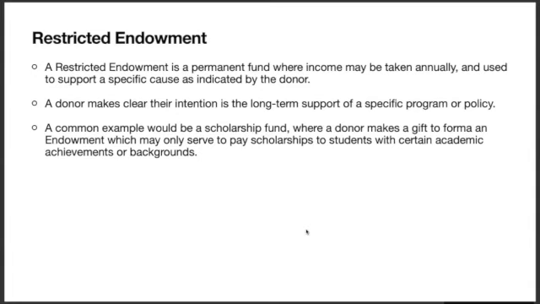The second type is a restricted endowment. So a restricted endowment is a permanent fund, again, where income can be taken annually and for a specific cause, as indicated by the donor, and the principal is not available for use. So this is a situation where a donor would specify that they were looking to start an endowment to support a very certain cause. Common examples are scholarship funds, or in the land trust world, it would be to support a specific property. Again, these are not very common because they are restricted for the organizations.